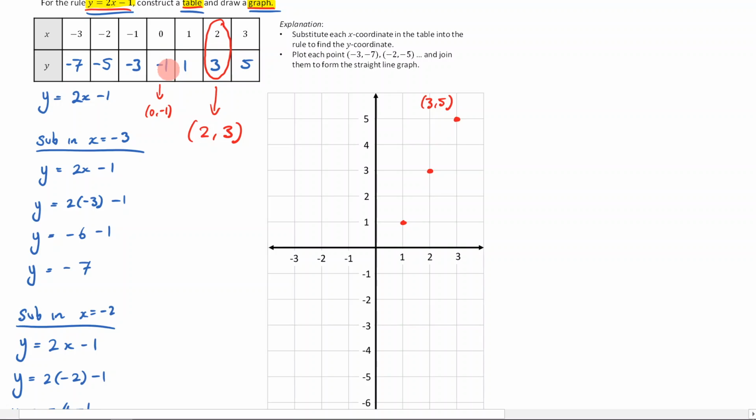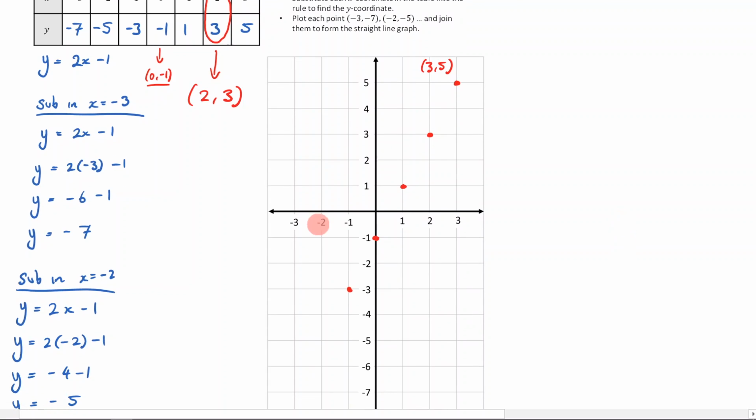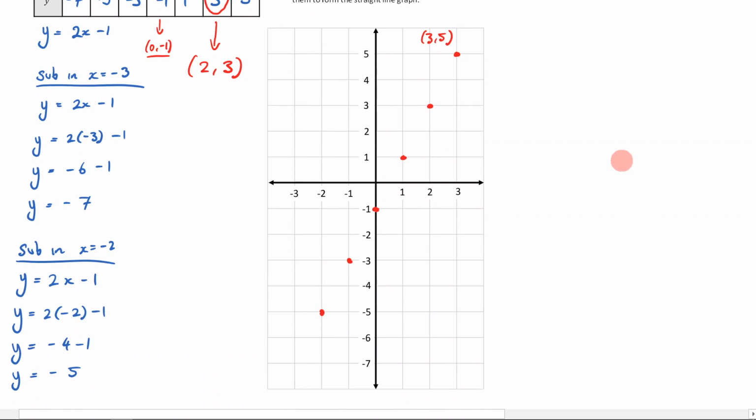My next is 0, negative 1. So here it is right there, 0 for my x, negative 1 for my y. Then negative 1, negative 3 would be there. Then I've got negative 2, negative 5. Then the last one was negative 3, negative 7. Perfect.